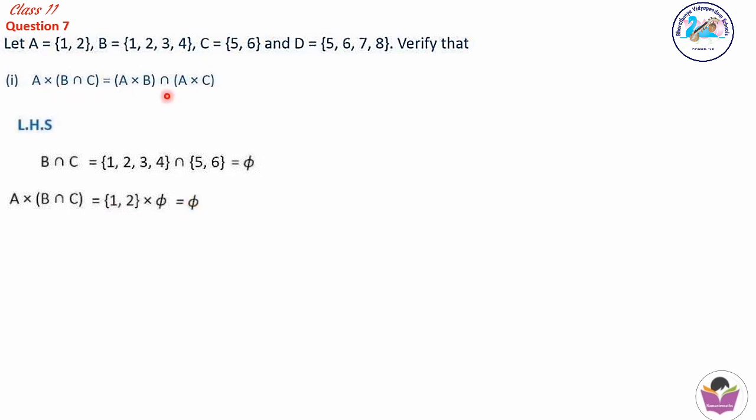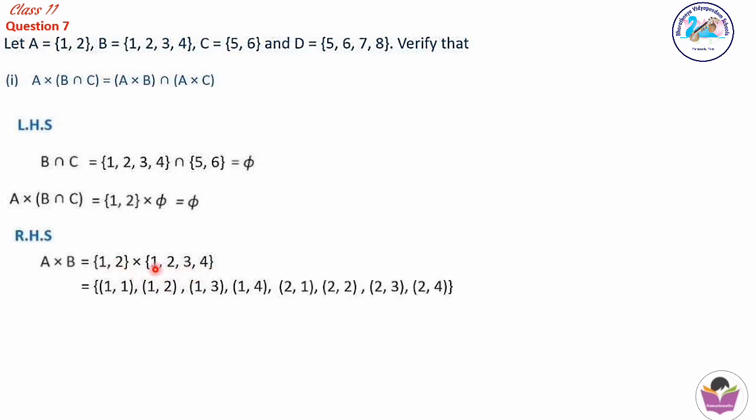Then right hand side we can take RHS. That is first part A cross B. A cross B means let's take A and B, {1, 2} cross {1, 2, 3, 4}. Then we know how to write the cross product. First element with all the elements here. That is (1, 1), (1, 2), (1, 3) and (1, 4). It's written. Next is second element with all the elements. That is (2, 1), (2, 2), (2, 3) and (2, 4). It's written. That is our A cross B.